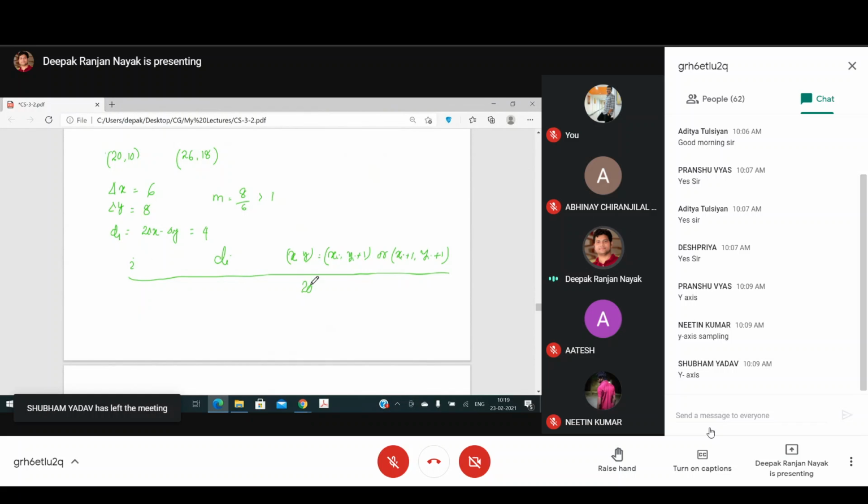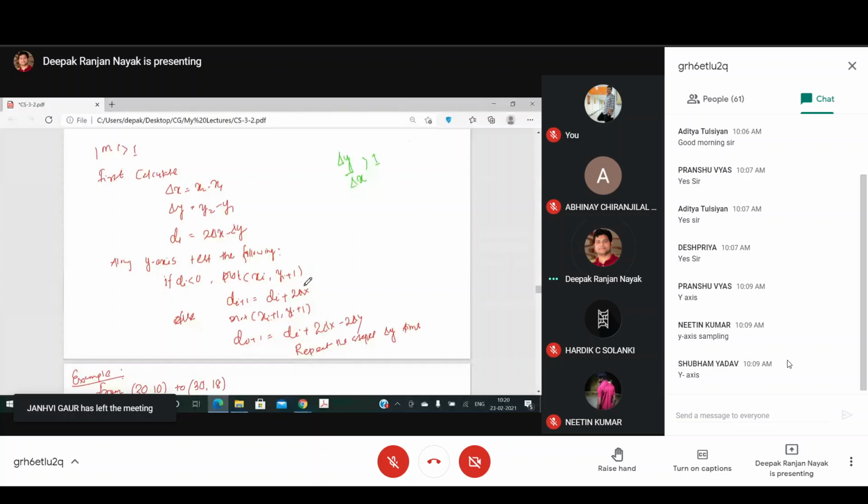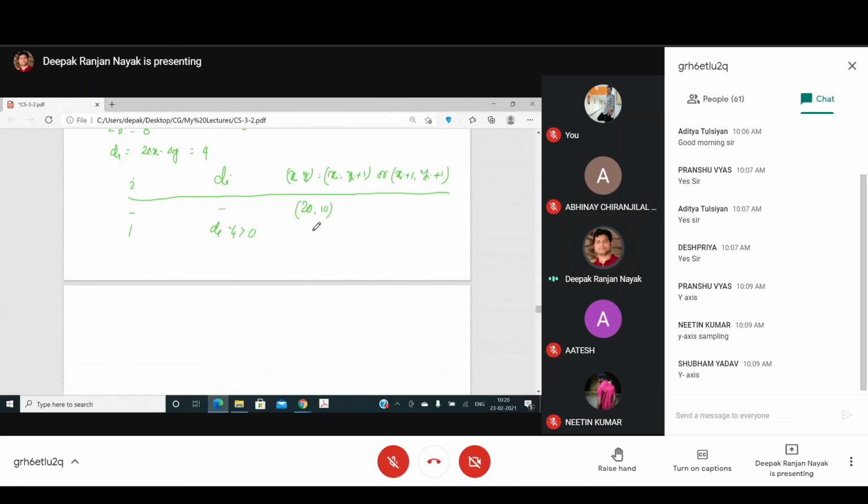Initial point 20. D1 is equal to 4, which is greater than 0. If it is greater than 0, if you remember, both values will be increased. That means it will be 21, 11. Right?